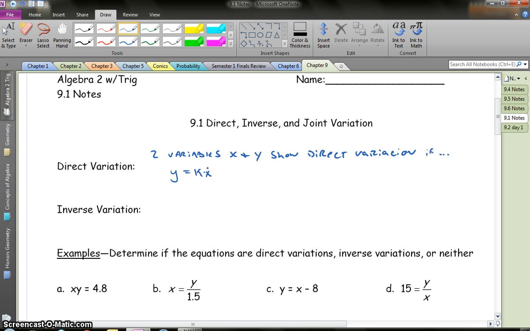And now we're going to have a new one, which is inverse variation. An inverse variation says two variables, x and y, show inverse variation if y equals k over x. Now, because x is in the denominator, we're going to say k cannot equal 0. Alright.